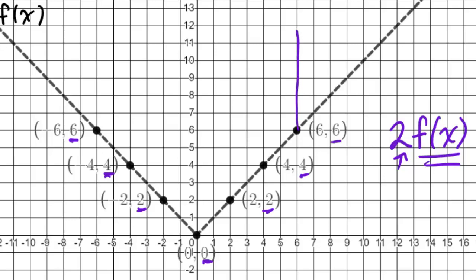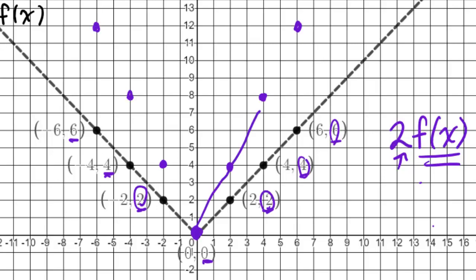This dot moves up to here, and we didn't actually translate it up. We didn't shift it up. We multiplied the y value by 2. So this one will go up to an 8, and this one will go to a 4. And 0 times 2 is still 0, so this dot actually stays put. This one will just move up to here. This next one will move up to an 8, and this one will move up to a 12.